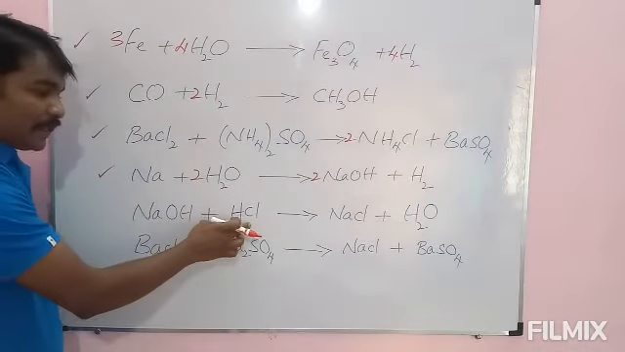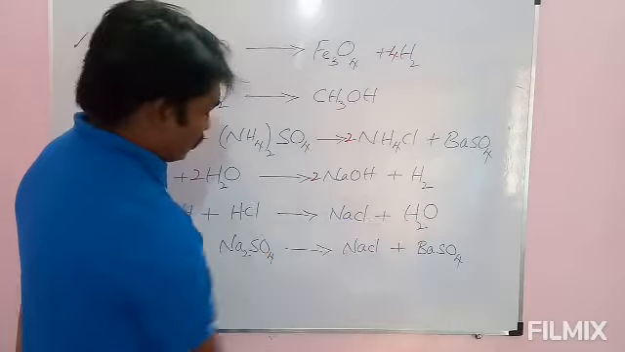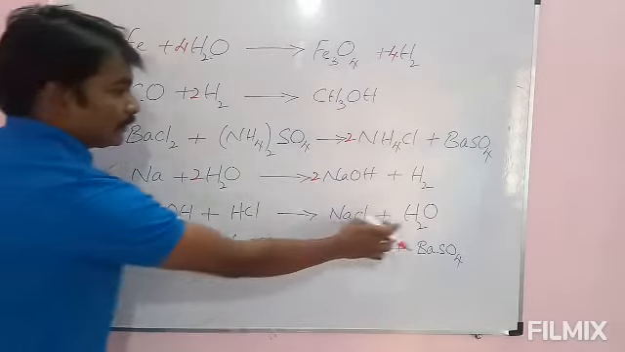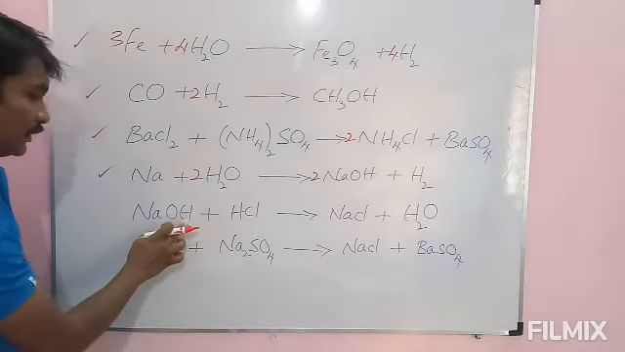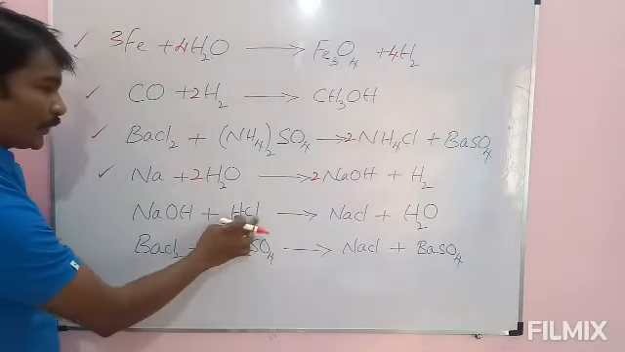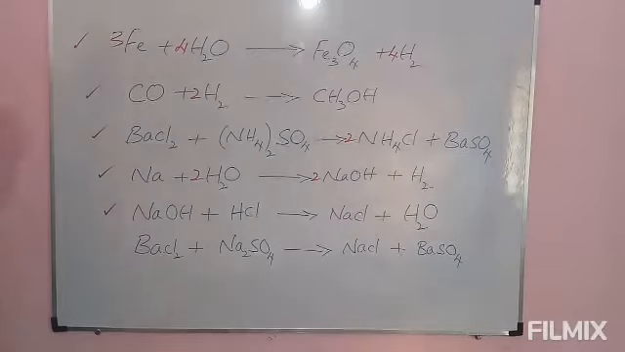Sodium hydroxide reacts with hydrochloric acid and it forms sodium chloride, a salt, and water. 1 sodium, 1 oxygen, 1 plus 1, 2 hydrogens are there, 2 hydrogens balanced. 1 chlorine, it is already balanced.